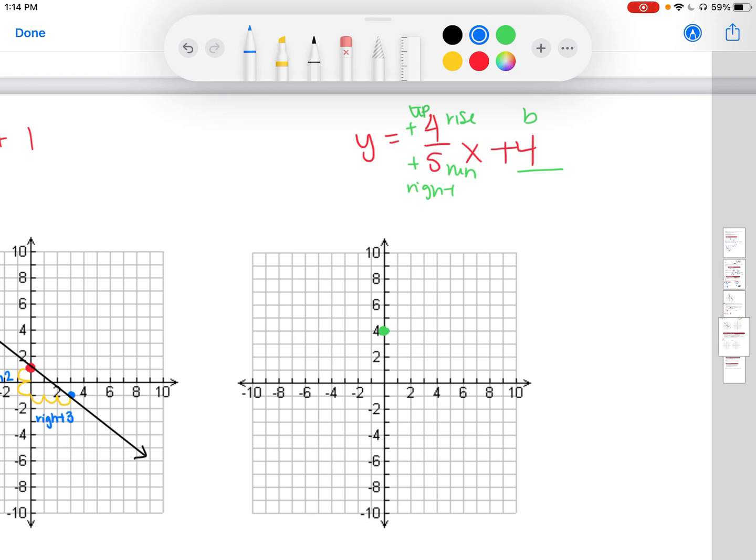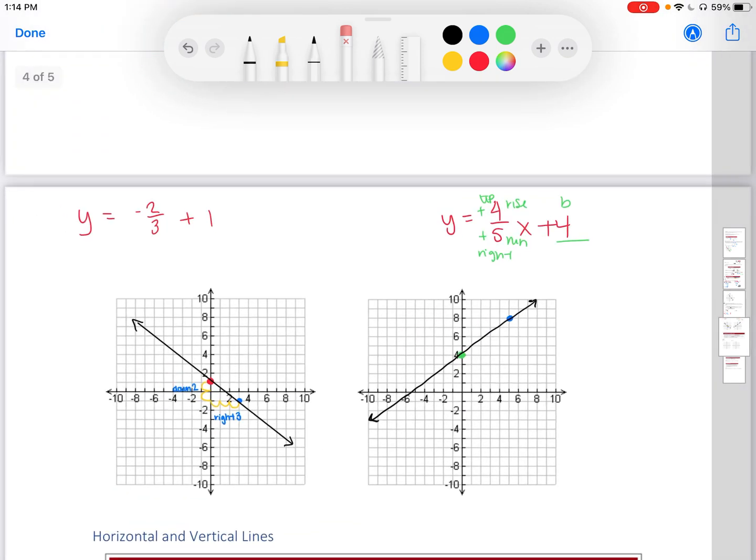So I go up 4, 1, 2, 3, 4, and to the right 5, 1, 2, 3, 4, 5. There we go. Let's go ahead and connect these two dots. And you don't have to write that. You can do it in your head, of course. So this is a method of graphing using your slope and your y-intercept.